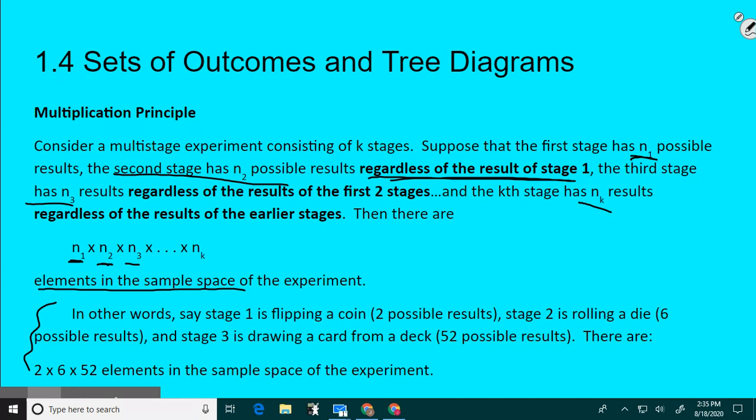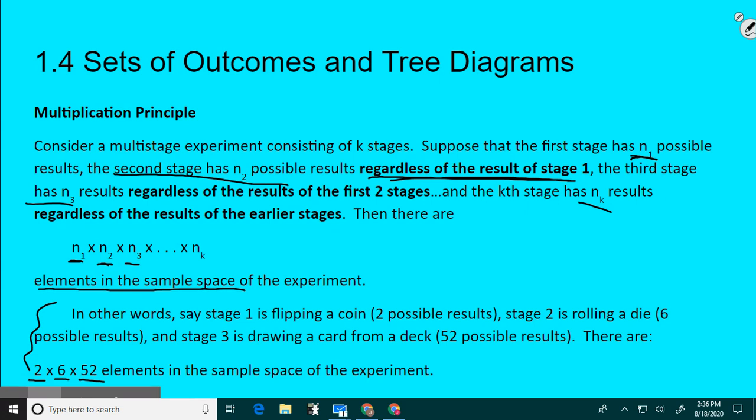So, example down there at the bottom. Stage 1 is flipping a coin, so we have 2 results. Stage 2, rolling a die, you have 6 possible results. Stage 3, drawing a card from a deck, you have 52 results. So if I say you're going to flip a coin, then roll a die, then draw a card from a deck, how many outcomes are possible? All we do is take 2 times 6 times 52. That tells you the total amount of outcomes.